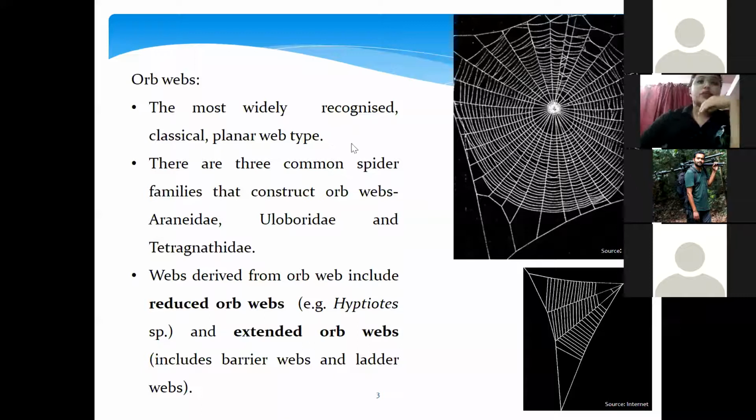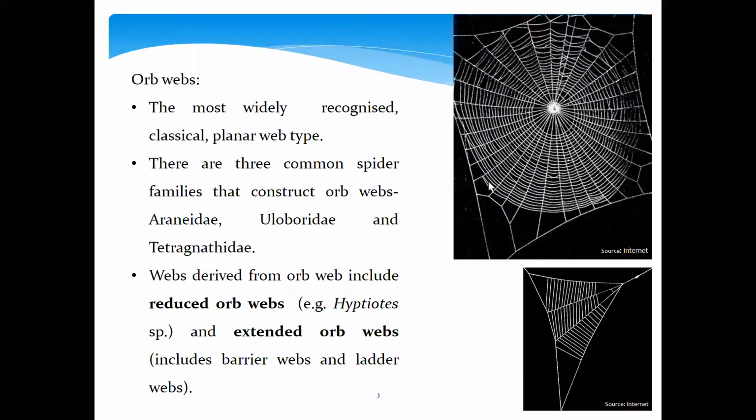Coming to the orb webs, it is the most widely recognized and classical type of web. We see it in movies or in our own gardens. It is one of the most common and conspicuous things, a planar type of web. It looks very beautiful, a circular, concentric, spiral web. There are three common spider families that construct this type of web: the Araneidae, the Uloboridae, and the Tetragnathidae.